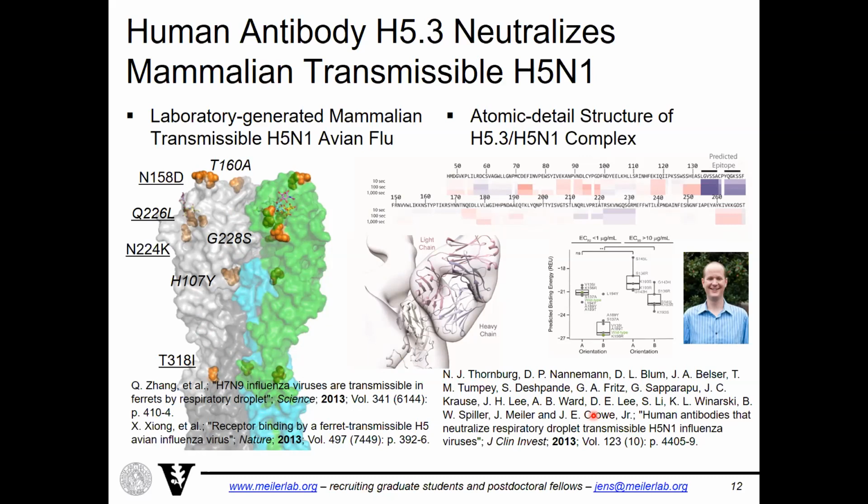He had identified very exciting antibodies, H5.3 in this naming scheme, that actually neutralize this particular variant. So these are human antibodies. And the question that was brought to us at the time is, what's the structure of the complex? And we only had this low resolution density map and some hydrogen deuterium exchange mass spec data to guide us.